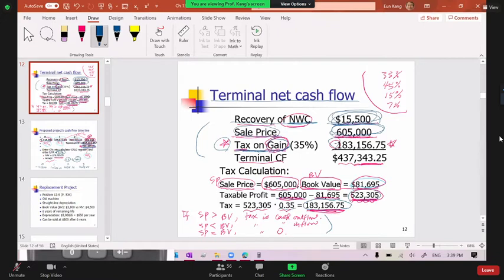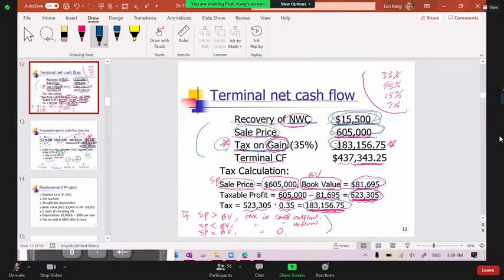Now, problem 6, problem 13.6. It says that the machine would require an increase in net working capital, for example, inventory of 15,500. That should be given. So this problem solving is based on problem 13.6, and that 15,500 is given.